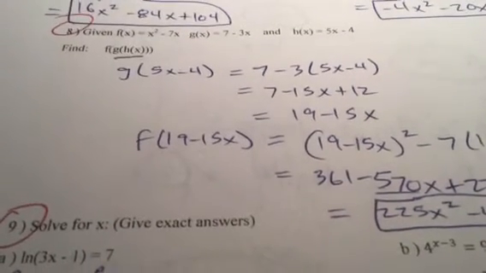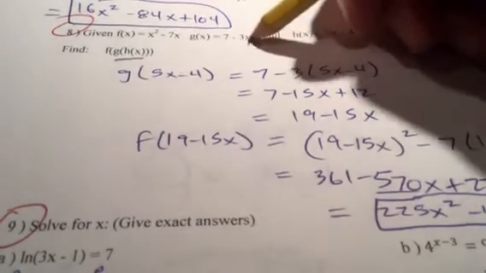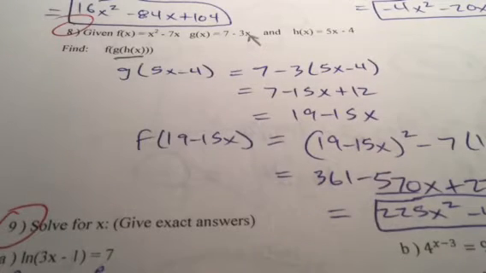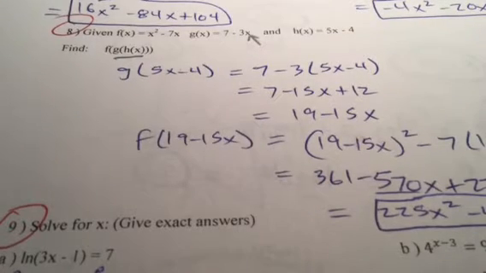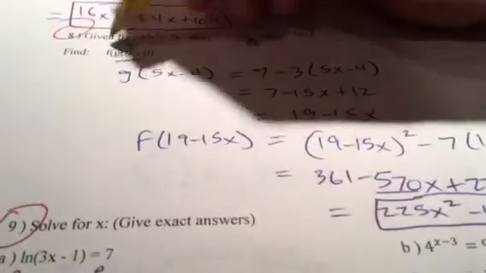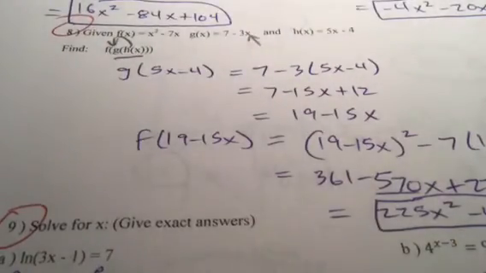Plug 5x minus 4 in for x right there. All right, looks good. Simplify that, and then take that answer and plug it into the outer function right there, which is f of x.